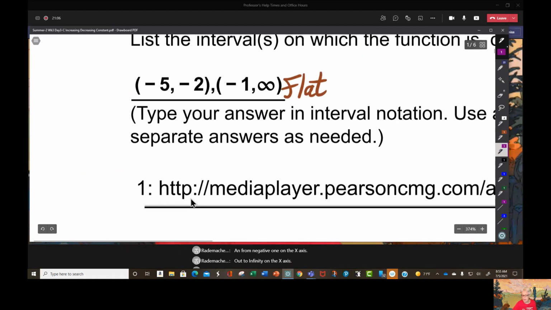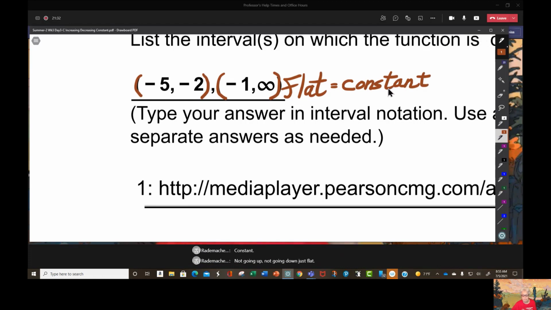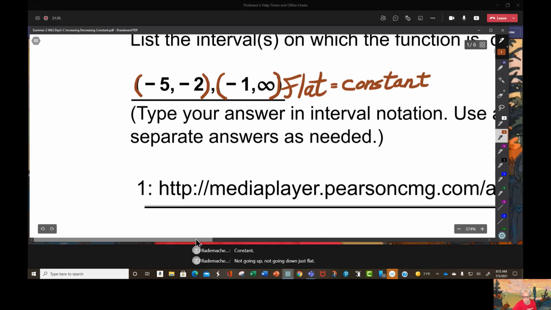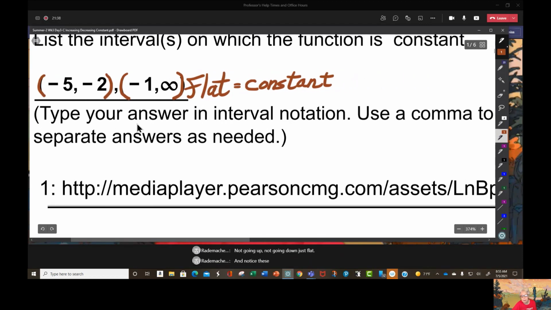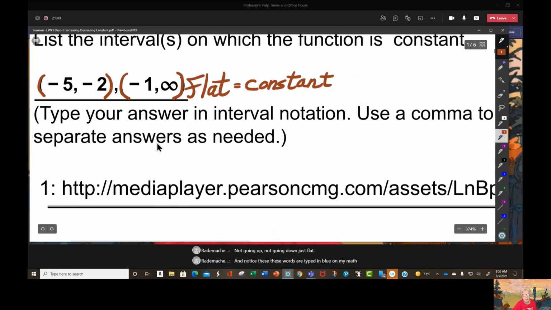And that's precisely what we have here. On this interval and on this interval, the graph is constant. Not going up, not going down, just flat. And notice these words are typed in blue on my math lab. They tell you exactly how you should answer the question. And so here's our graph.